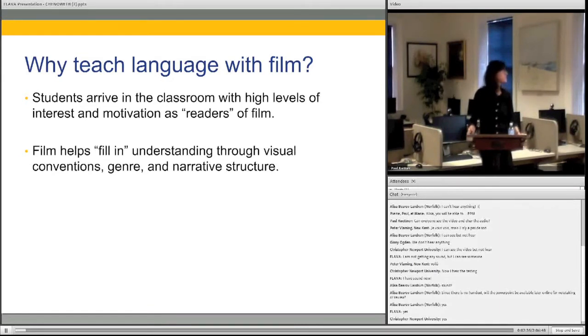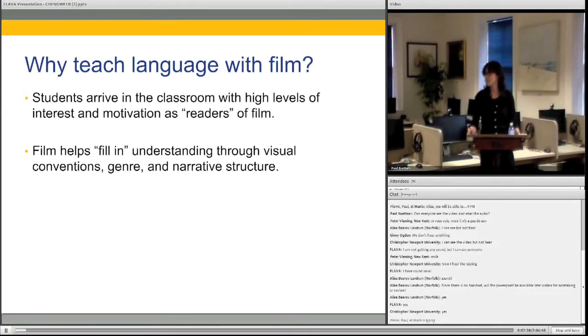Next, film helps fill in understanding through its visual conventions, genre, and narrative structure, right? Its unique multimedia nature is going to allow students to understand language at a much higher level because there are visual cues, conventions, and other narrative techniques that are going to guide them through that.